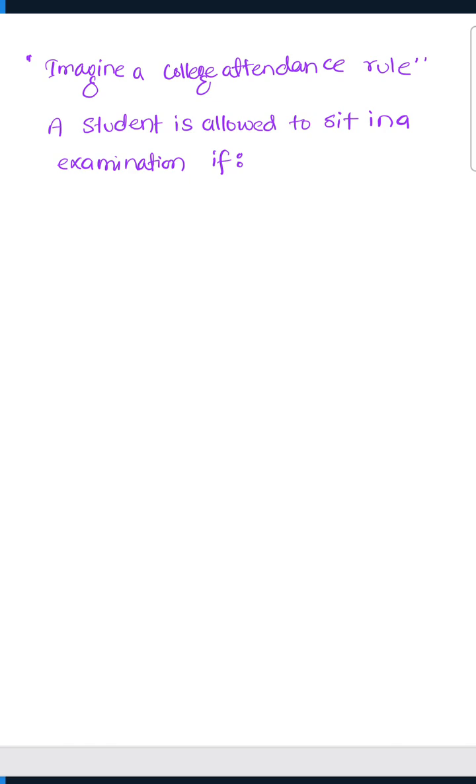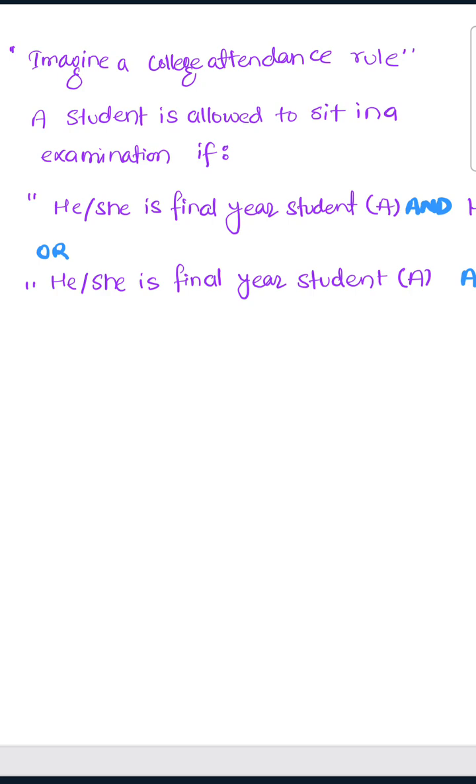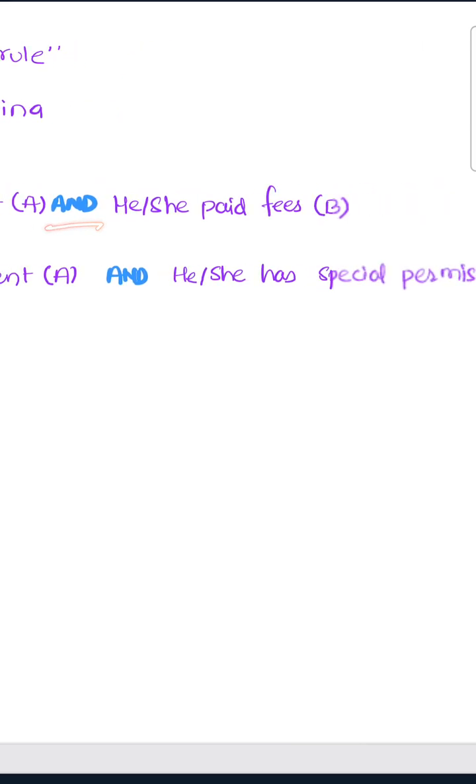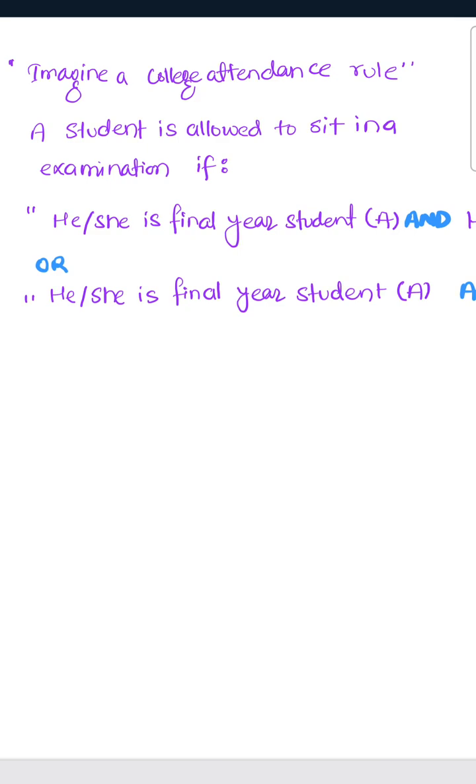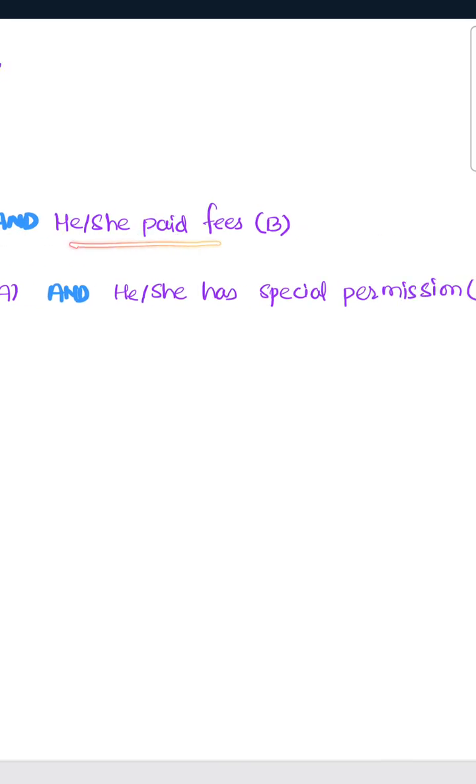Okay, imagine a college attendance rule where a student is allowed to sit in examination if he or she is a final year student, which is represented by condition A, and he or she paid fees, which can be represented by condition B. It's a normal process, right? You are allowed to sit in examination if you are a final year student, which is represented by A, and he or she had paid fees, which is represented by B.